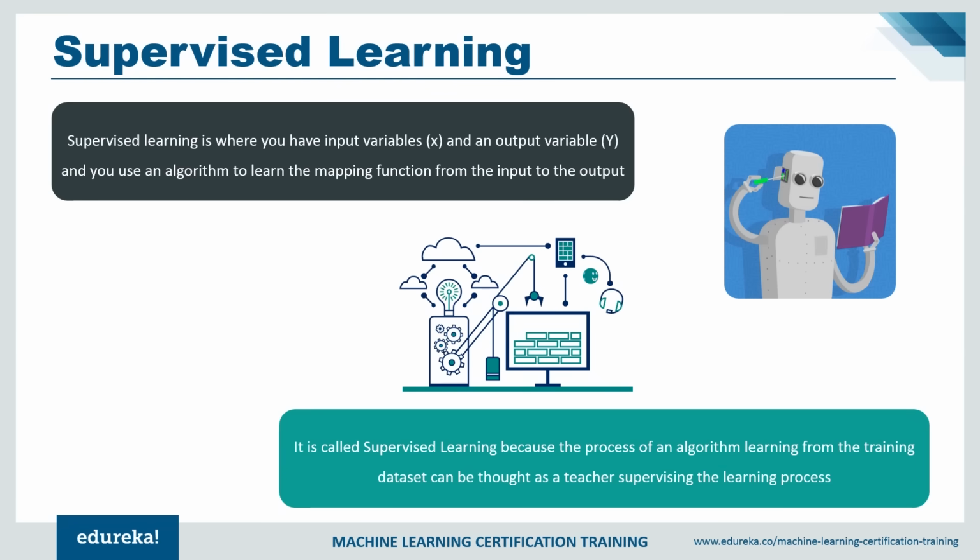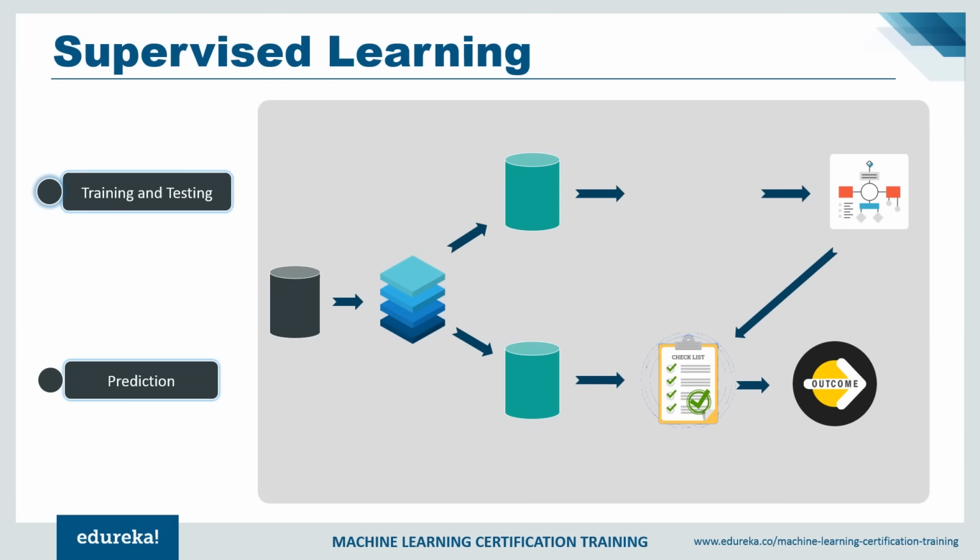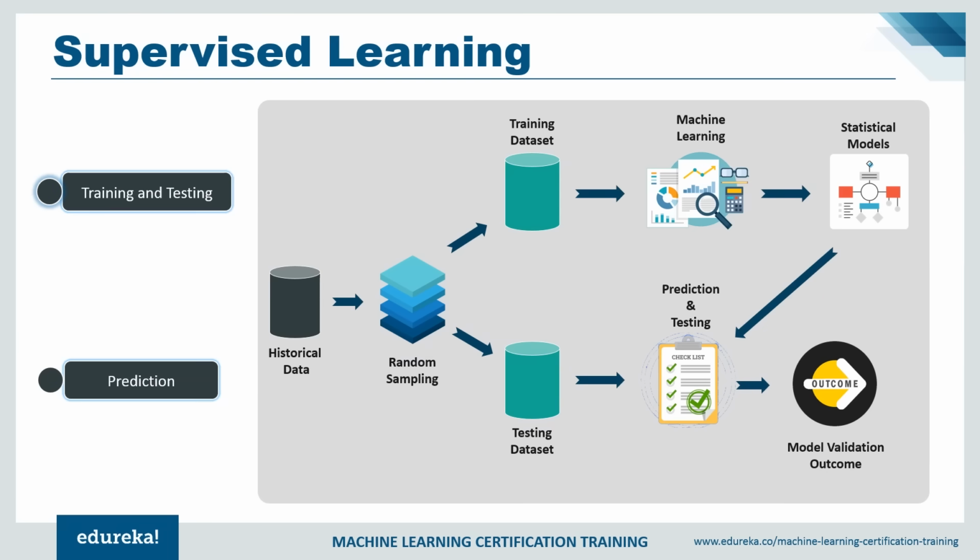So if we have a look at the supervised learning steps, or rather the workflow, we have the historic data, then we have the random sampling. We split the data into a training dataset and a testing dataset. Using the training dataset, with the help of supervised machine learning, we create a statistical model. After we have a model generated with the help of the training dataset, we use the testing dataset for prediction and testing. We get the output, and finally we have the model validation outcome. That was the training and testing.